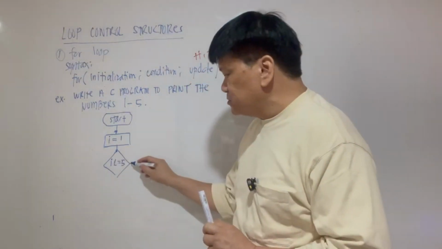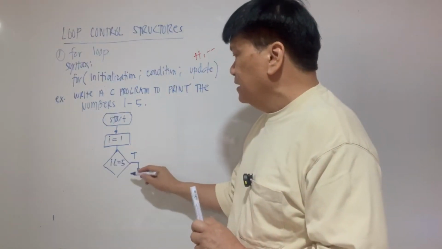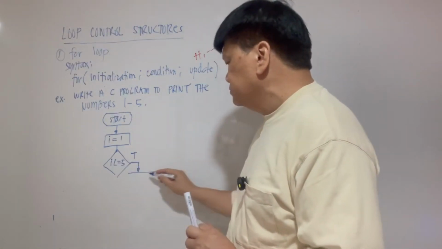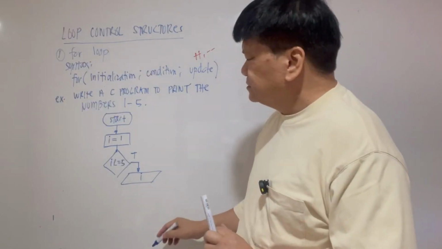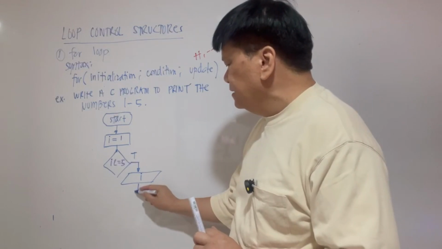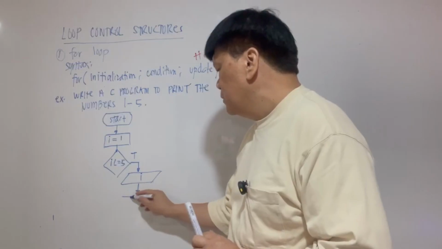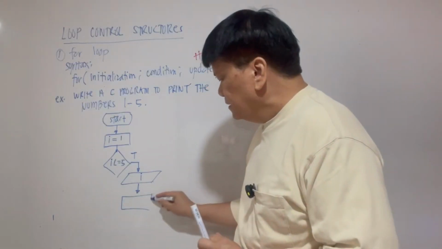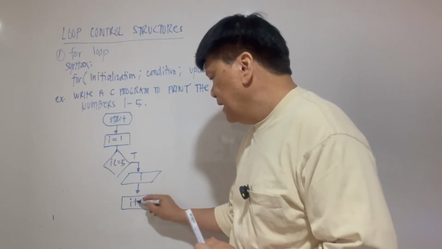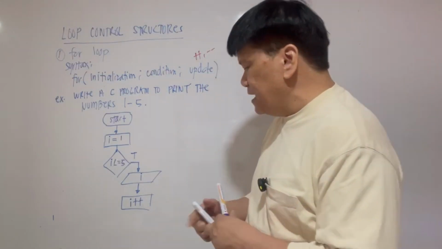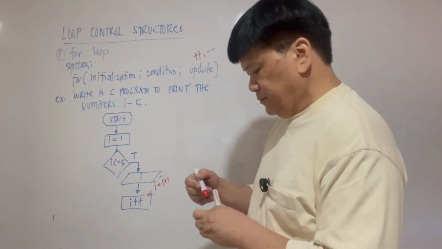Now, if it is true, we go to this direction. So we output now the I. After outputting the I, we proceed with the update: I plus plus, or that is equal to I is equal to I plus 1.